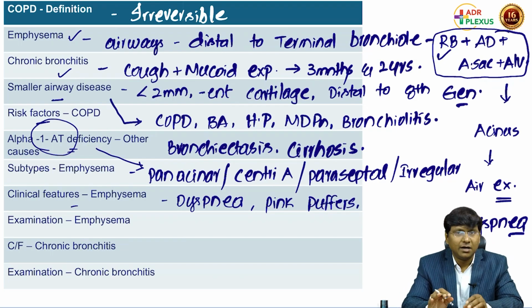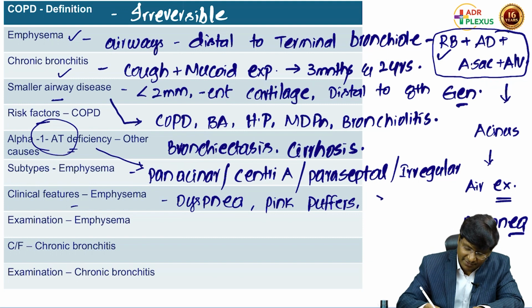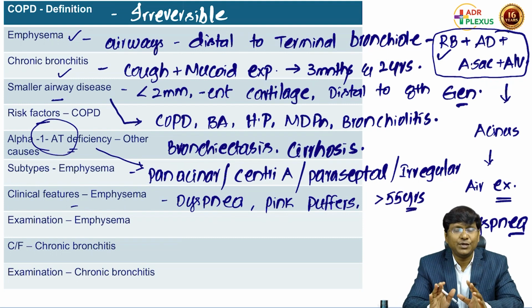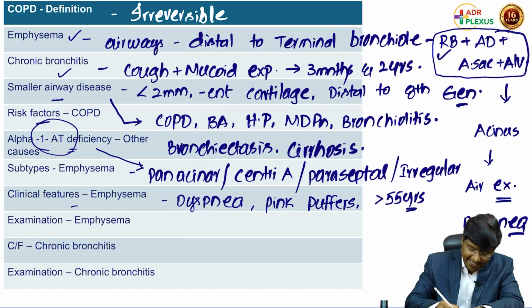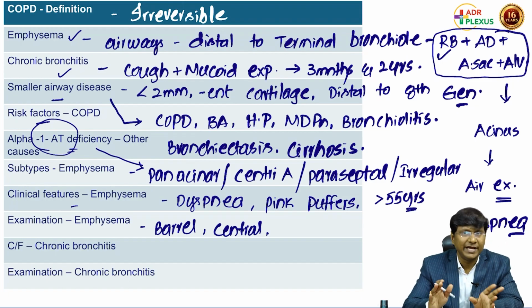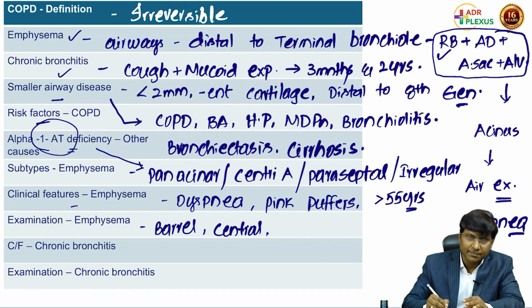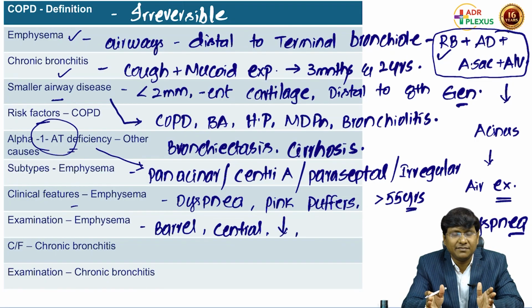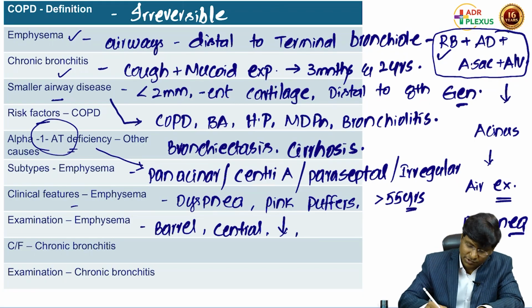What is the age of the patients with emphysema? It is more than 55 years, where emphysema is very common. On examination, they have a barrel shaped chest. The trachea is centrally placed, not deviated to either side. The chest wall movements will be reduced because the airway is abnormally irreversibly dilated and the recoil does not occur.